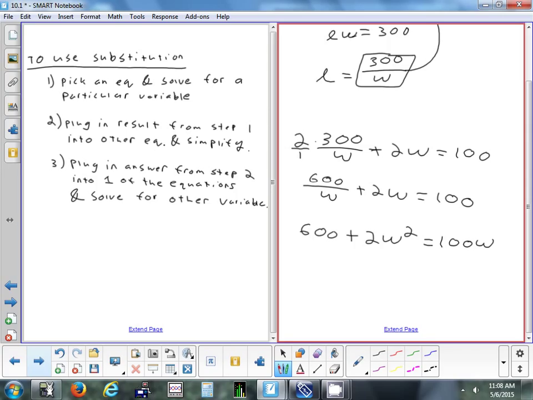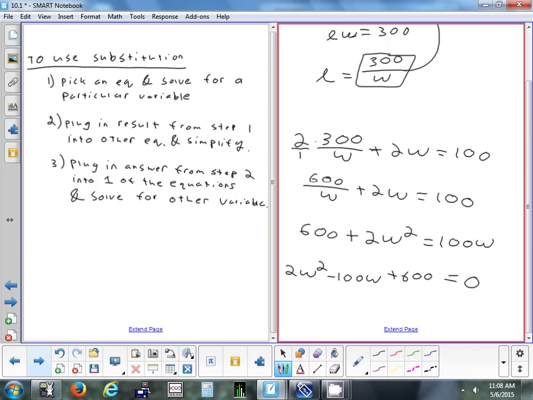So now we have to figure out how we solve a quadratic. If you're trying to solve a quadratic, what's your first step? Yep. Get everything on one side. So you're going to get 0 on, I would put 0 on the right. I would also put the left-hand side in descending order. Highest exponent down to your constant. So you get 2W squared minus 100W plus 600.